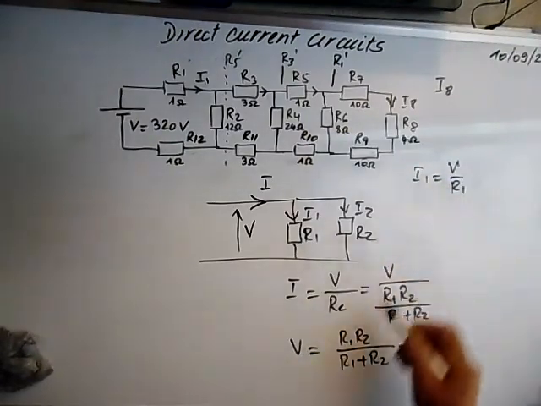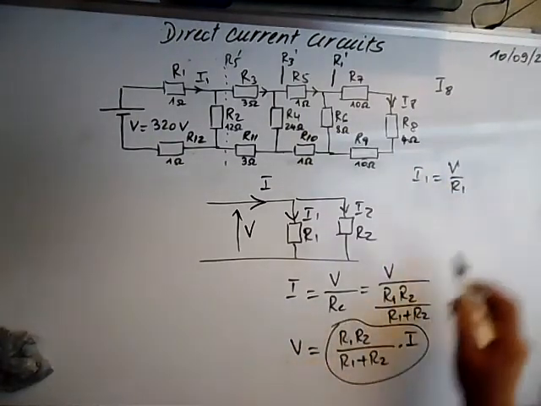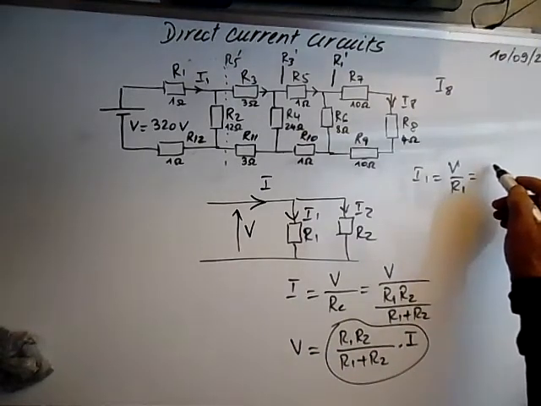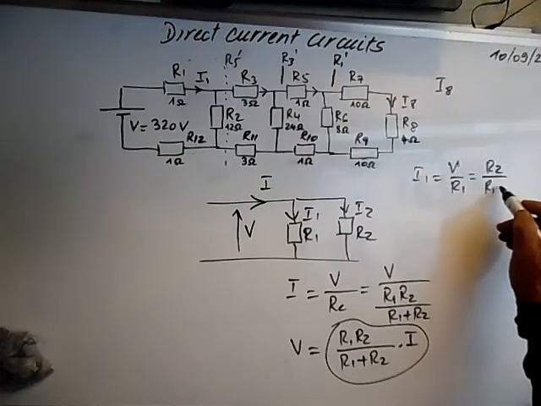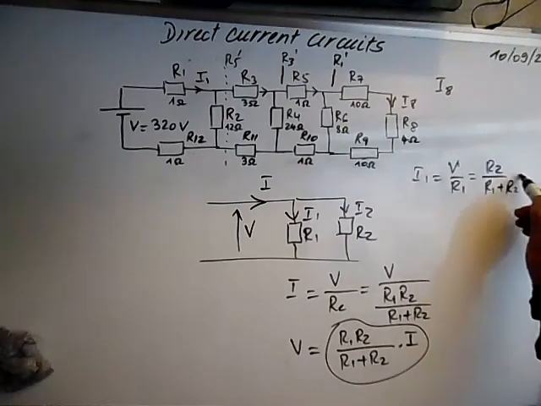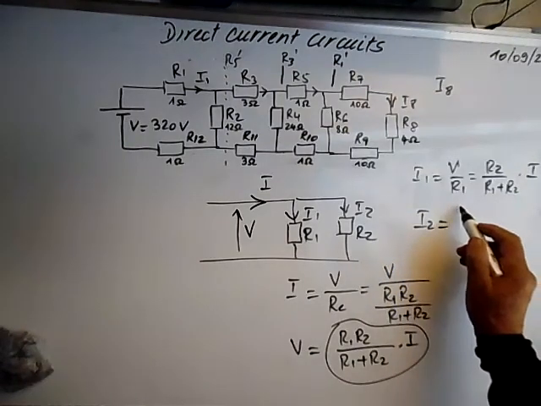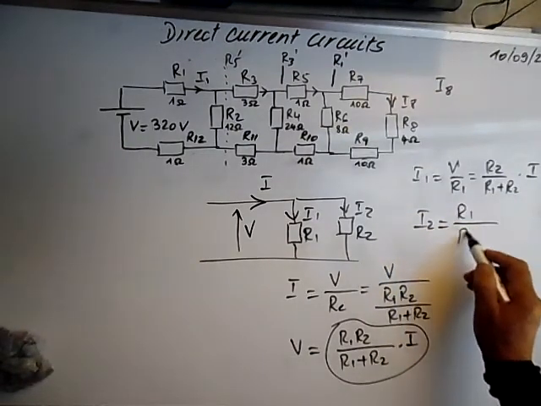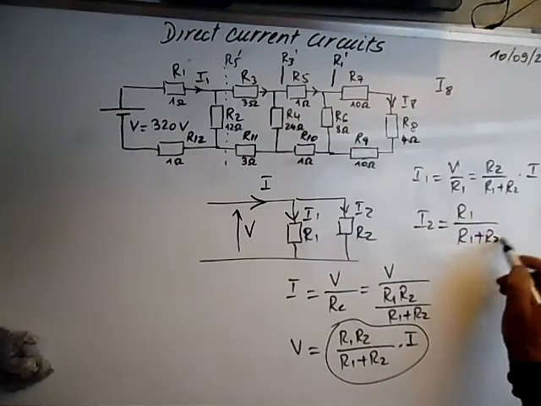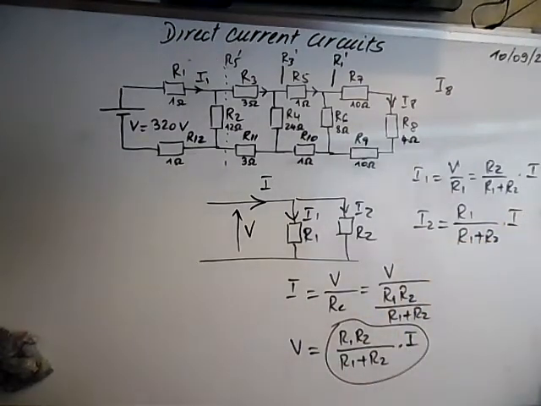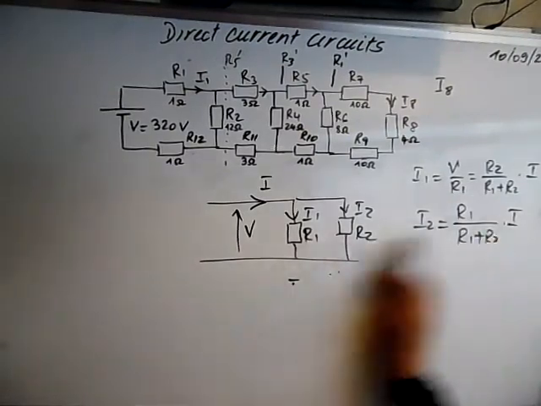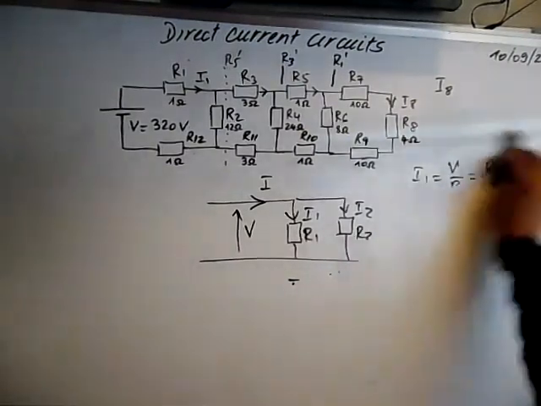If we replace V by this expression, I1 is equal to R2 over the sum of the two resistors times the main current. Same thing for I2, which is equal to R1 over R1 plus R2 times the main current. And we are going to use these to solve this exercise.